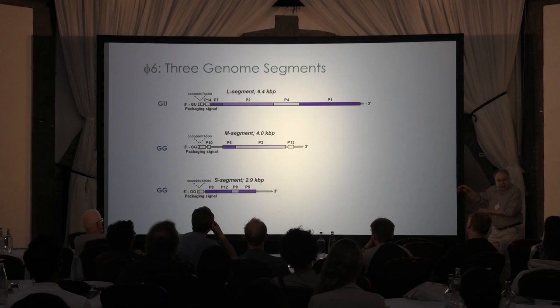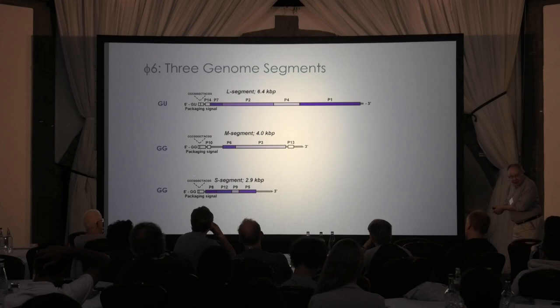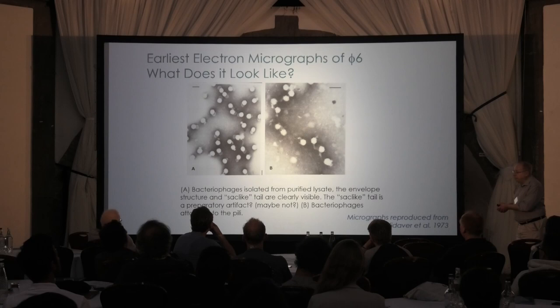And the capsid proteins are on the L segment, while the later proteins are on the M segment and on the S segment. So they're three completely independent segments, making it essentially a bacterial real virus.